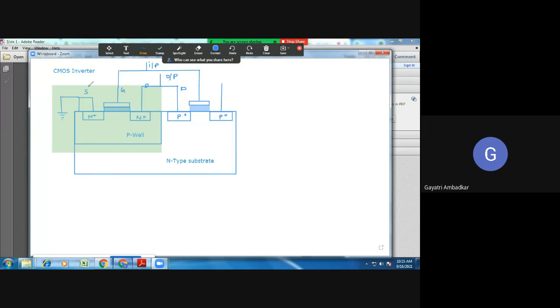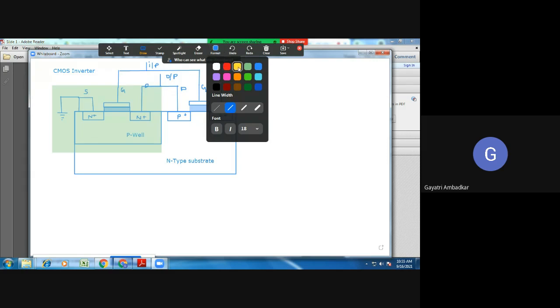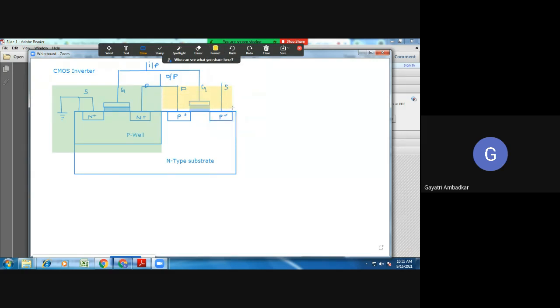Okay. Now source. Okay, this is the gate of second, and this is the source. So this portion is nothing but your PMOS. This is your NMOS. This is the PMOS. Both are connected in series. So both gates are combined to take a terminal called input terminal. Both drains are combined to take a terminal called output terminal.